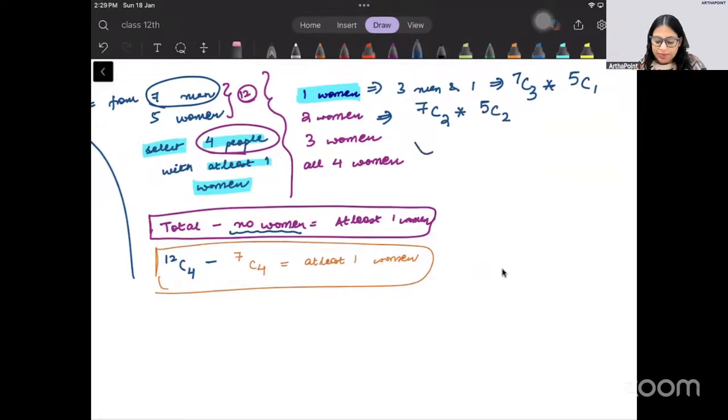3 women का मतलब क्या है? That out of 7 men, I need 1 man. And out of remaining 5, I need 3. And all 4 women का मतलब क्या है? That out of 7 men, I don't need any man. And out of 5, I need 4. And क्योंकि it can be this also, this also, this also, this also, माने you will add all cases together.